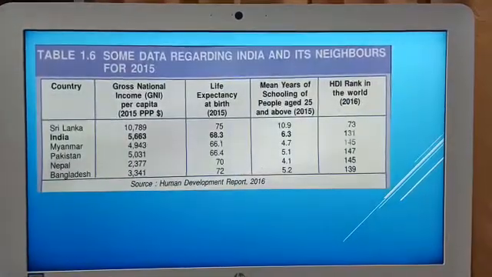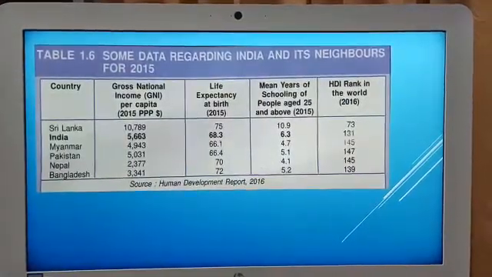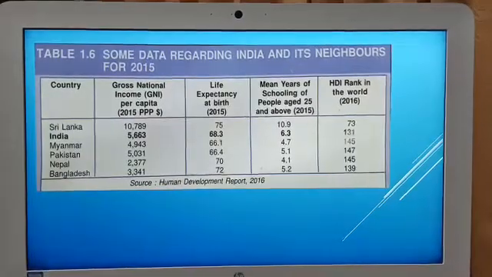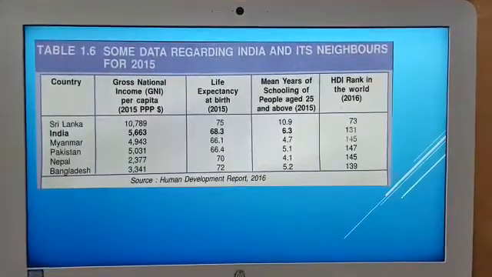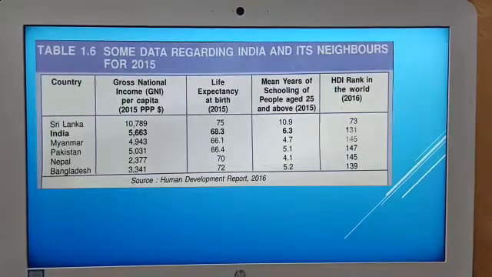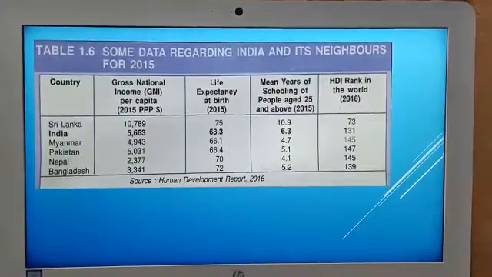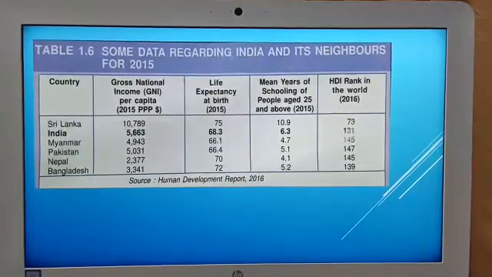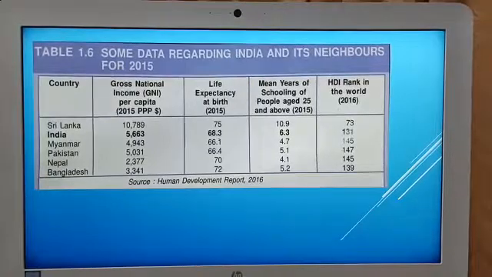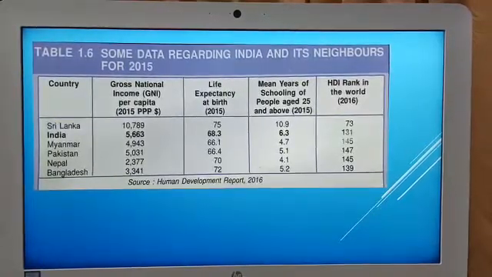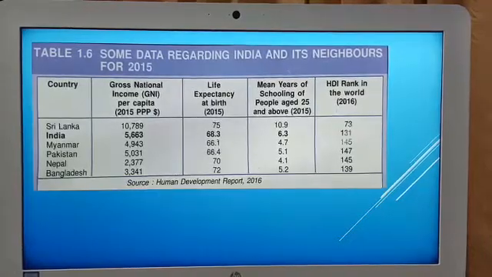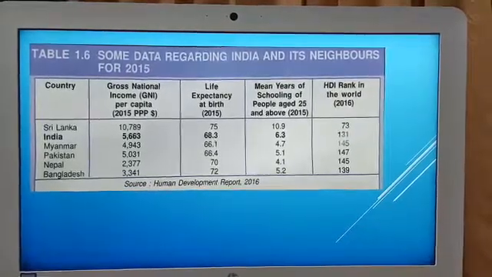Here you can see the slide which mentioned the data regarding Human Development Index of India and its neighboring countries. As per this data, India is ranked 131, which is better than many other countries like Myanmar, Pakistan, Nepal and Bangladesh. But you can see that Sri Lanka fares better than India in this index.